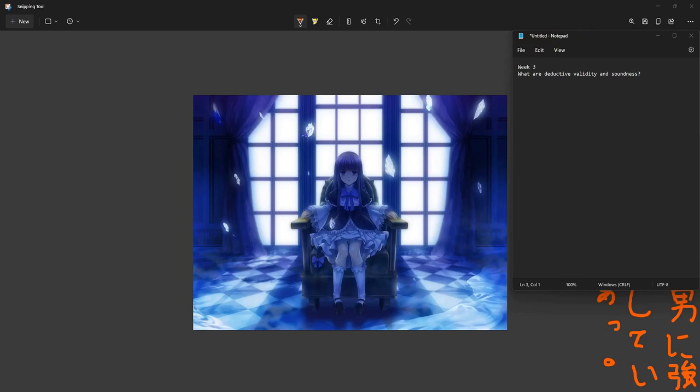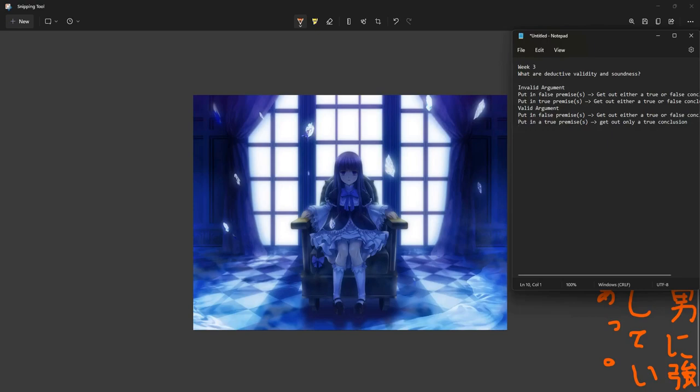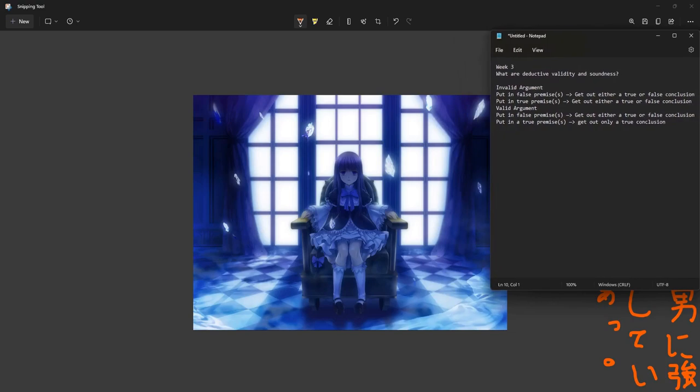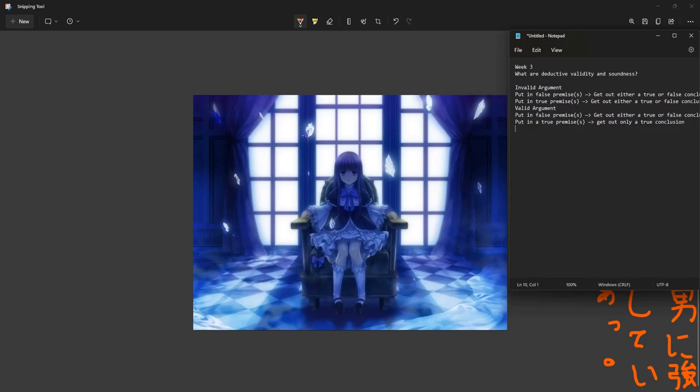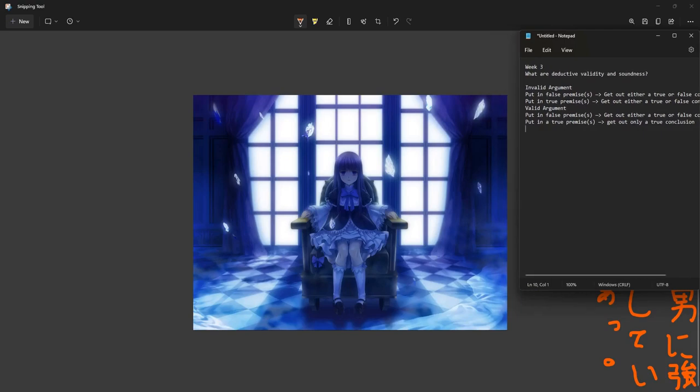To make it clearer what that means, I'm going to copy and paste the table that I wrote onto the notepad here. So in an invalid argument, you put in a true premise and you get out either a true or false conclusion. A valid argument, however, if you put in a false premise, you get either a true or false conclusion. And if you put in only true premises, you can only get a true conclusion. If you put in only true premises and get a false conclusion, then it's an invalid argument. We can tell that an argument is deductive if it tries to validly go from premise to conclusion. And validity is when the conclusion follows from the premises.